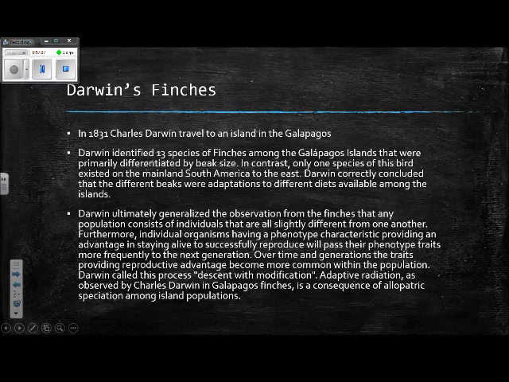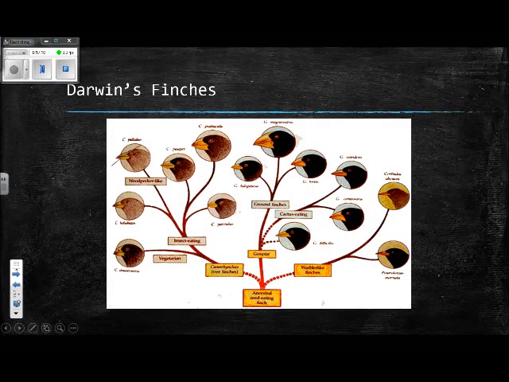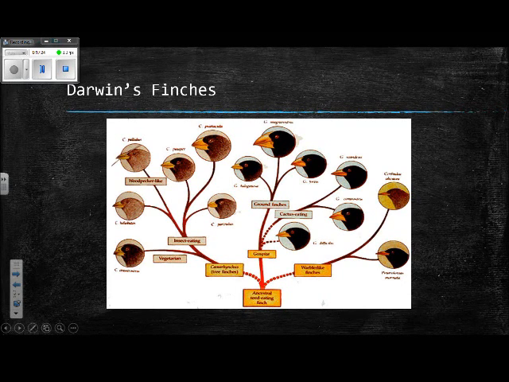Okay, so this is a diagram of his different finches. And you can see it splits off into what they ate differently. So these insect-eating finches, they all have round, pointed beaks, so they could jab the insects and crunch them up. The cactus-eating finches, you notice their beaks are a little longer because they want to get around the spikes of the cactus.